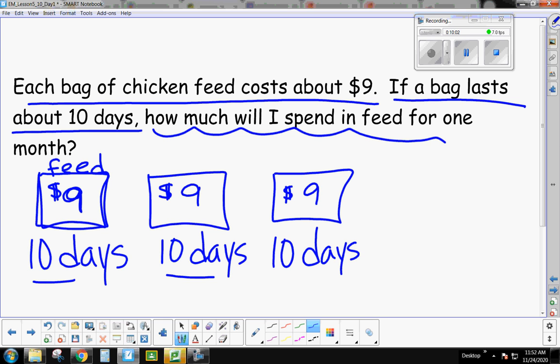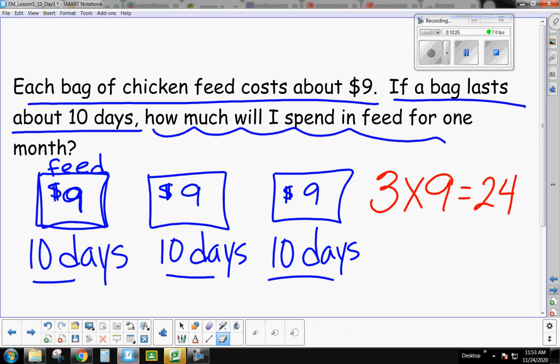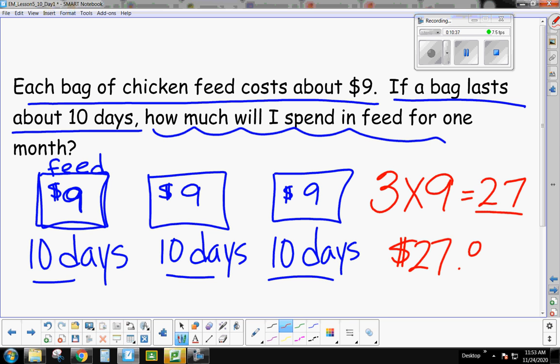So how much money am I spending in a month? Because now I have 30 days. So I'll bet you can clearly find the answer from this. What kind of math did you have to do to figure it out? I had 3 groups of 9, and 3 times 9 equals 27. Whoops, why did I write 24? I said 27 and wrote 24. There we go. So 27 what? $27 is how much I spend in feed per month.